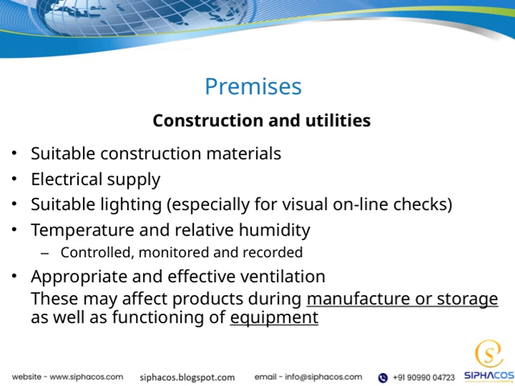Temperature and relative humidity must be carefully controlled, monitored, and recorded. These environmental parameters can significantly affect both the manufacturing process and the storage of products. If these conditions fluctuate, it could compromise product quality or the functioning of our equipment. Ventilation is another critical aspect. Appropriate and effective ventilation helps manage air quality and temperature, preventing issues like condensation or contamination, which could harm products or equipment performance. All these elements, construction, utilities, environment, are interconnected.